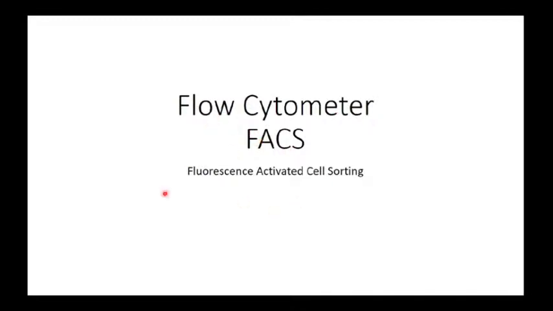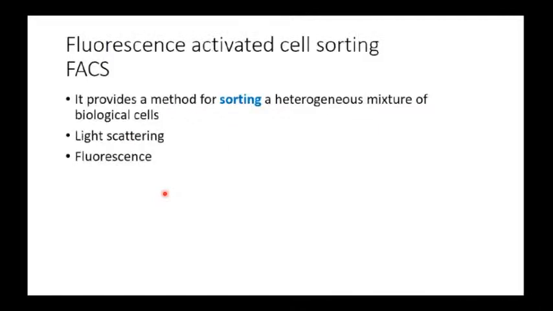So let's start speaking about FACS. FACS mechanism is not only a cell counting mechanism, but it's also a cell sorting mechanism. So it provides a method to sort a heterogeneous mixture of biological cells. It depends on light scattering, as we saw in flow cytometer, so forward scattering light and side scattering light, but it also depends on the fluorescence, and it can also detect fluorescence.